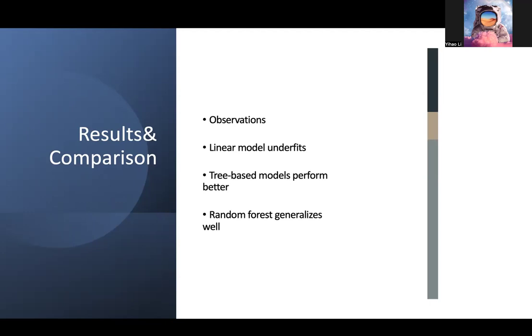When evaluating the results, it becomes clear that the linear regression model underfits the data and does not achieve strong predictive performance. The tree-based models perform better by capturing more complex relationships. Among them, the random forest model demonstrates improved generalization on the test set. That indicates that ensemble methods can effectively balance bias and variance to achieve more reliable prediction.